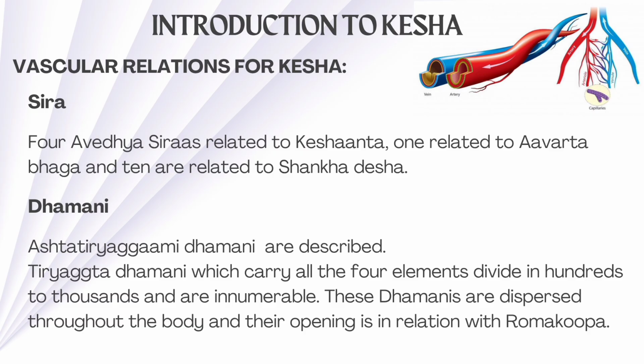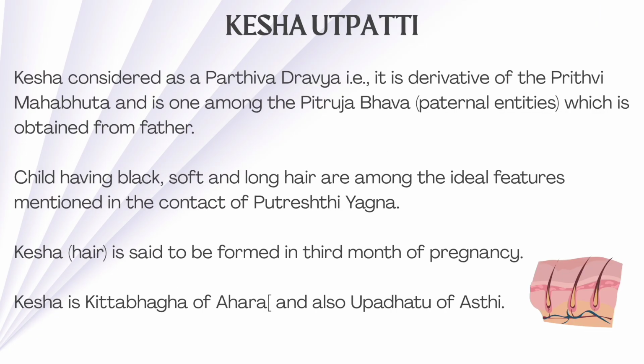Vascular relations of Kesha, Sira, 4 Avedya Shiras related to Keshantara, 1 related to Avarta Bhaga and 10 are related to Shankadesha. Dhamani, Ashtatriyak Dhamani are described. Kesha Utpatti. Kesha is considered as Parthiva Dravya.